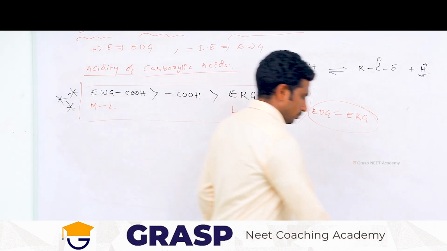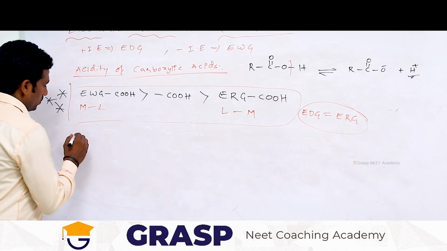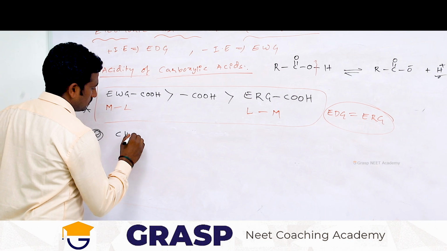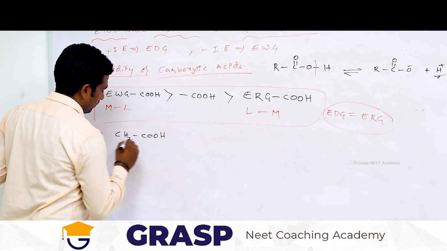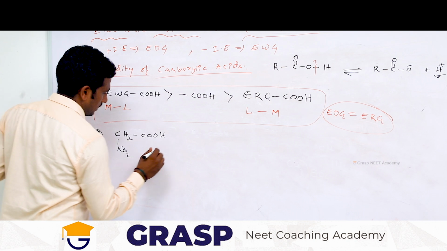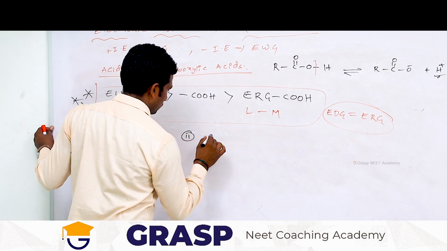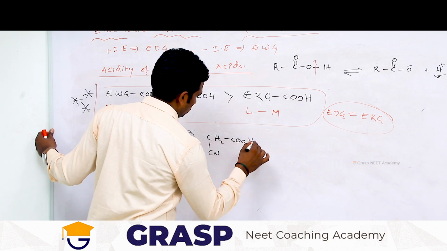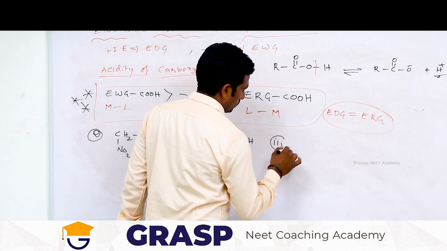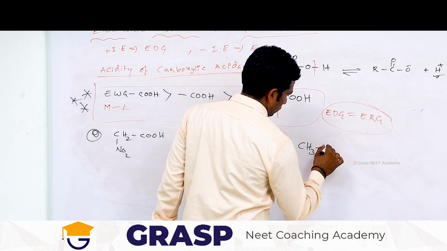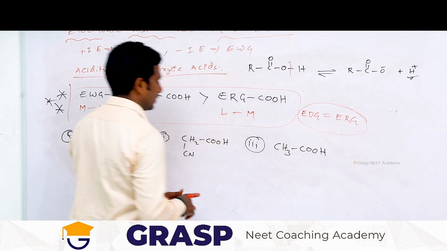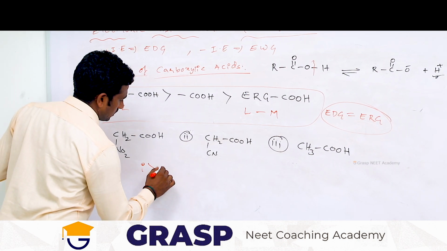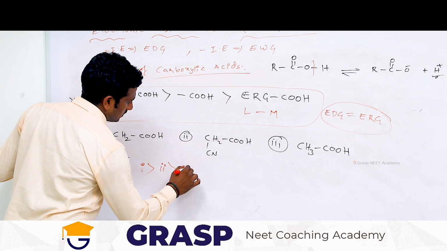See, now here one more compound I am taking, that is CH3CH2COOH. Here the NO2 group is attached. Then the second one, CH2, here CN, COOH is attached. And the third one is CH3COOH, acetic acid. So what is the acidic order? Absolutely you can write that the first one is more acidic than the second one, and the third one is the least acidic.